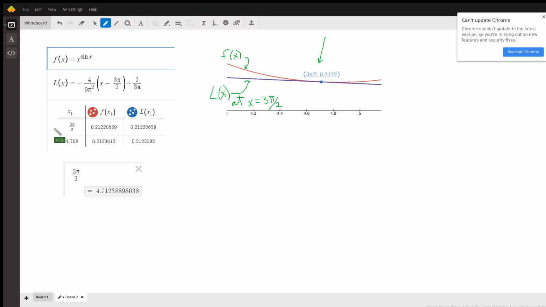And here's an example. When x is 3 pi over 2, f of x sub 1 is 2.1220. Well, so is L of x. But if I get a little bit away from 3 pi over 2, which is about 4.712, you can see that the linearization is very close, out to the 5th decimal place. Okay, and you can plug in values in this table that maybe are a little bit further away from 3 pi over 2 to see when it starts becoming that the linearization is not that accurate.